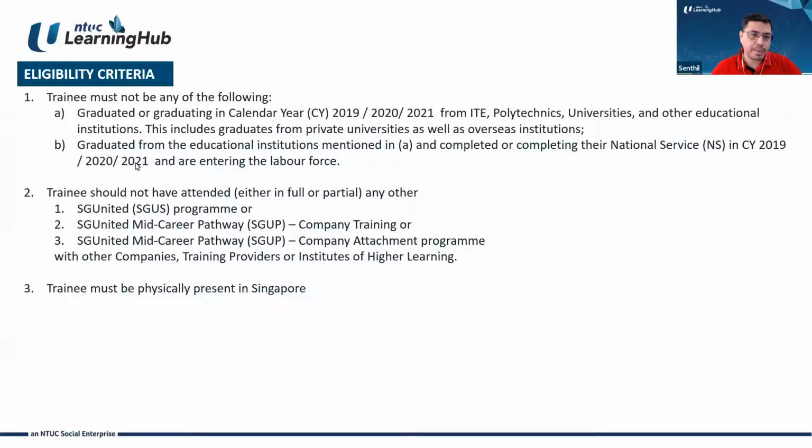Talking about the eligibility criteria, I said in the earlier slide that this program is open only for Singapore citizens and PRs who are looking for a job, who are unemployed currently. But please take note, if you are a graduate, let's say you graduated, or if you're graduating in calendar year 2019, 2020, or 2021 from ITEs, polytechnics, universities, and other education institutes, this includes overseas universities and private universities as well. This group of candidates are not eligible to participate in SGUS.